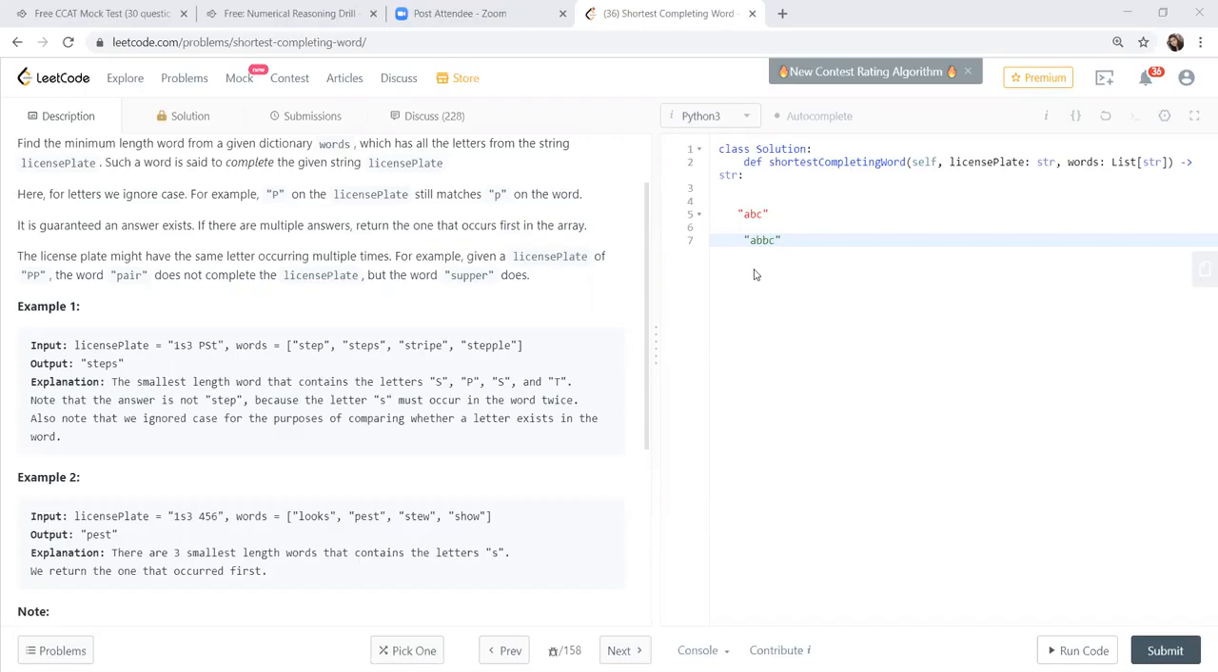calculate a similar array for each word, and then compare with the license plate array to make sure that, for all the indexes, the number of A's in any word is greater than or equal to the number of A's in the license plate. Correct? Yes. And then we do the similar comparison for all 26 characters. If it holds true for all 26 characters, that means in the word we are getting all the letters which are in the license plate, with a count greater than or equal to that in the license plate, and we are good.